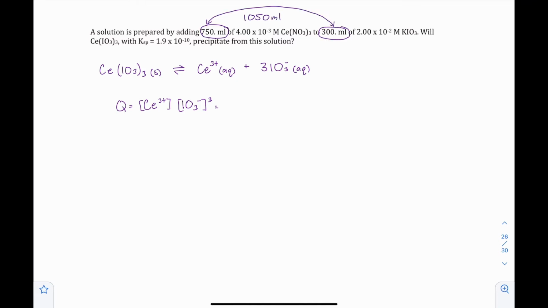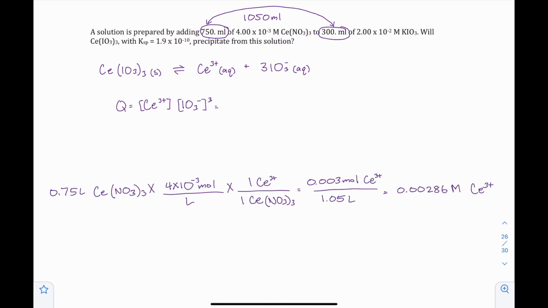The total amount of solution once the reactants are combined is 1050 milliliters. The first reactant is cerium nitrate. Convert the starting amount of cerium nitrate to moles of cerium ions and then divide by the total volume of the solution to get the concentration of cerium ions at the beginning of the reaction.